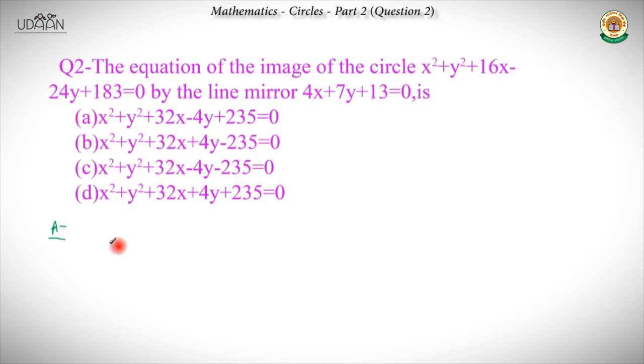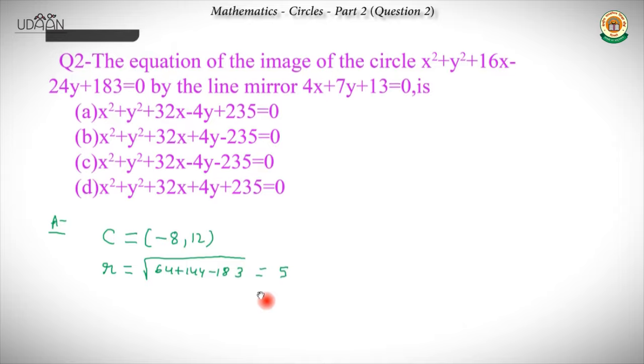The center of the given circle is minus 8 comma 12, because if the equation of the given circle is x square plus y square plus 2gx plus 2fy plus c equals to 0, then the center is minus g comma minus f, and radius equals root over g square plus f square minus c, which in our question is root of 64 plus 144 minus 183. These are pretty well known formulas which you should remember. So radius is 5.